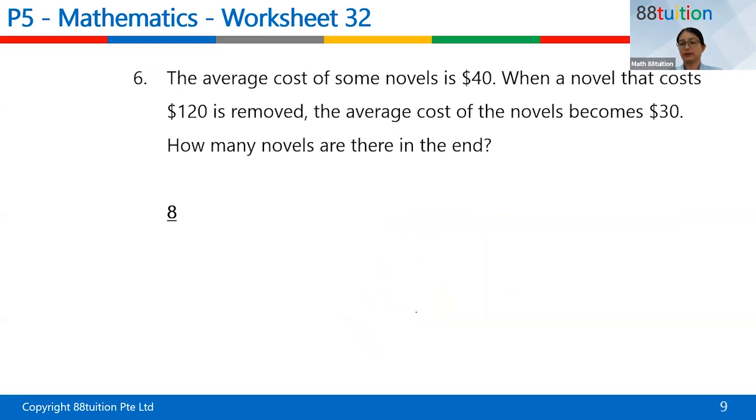Okay. So this is the one that I'm talking about, the second type. So you see, this is the novels. I like to draw when it comes to this type of question. I think it helps me to understand. And then this is 120, right? You remove this, right? Then the average becomes 30.